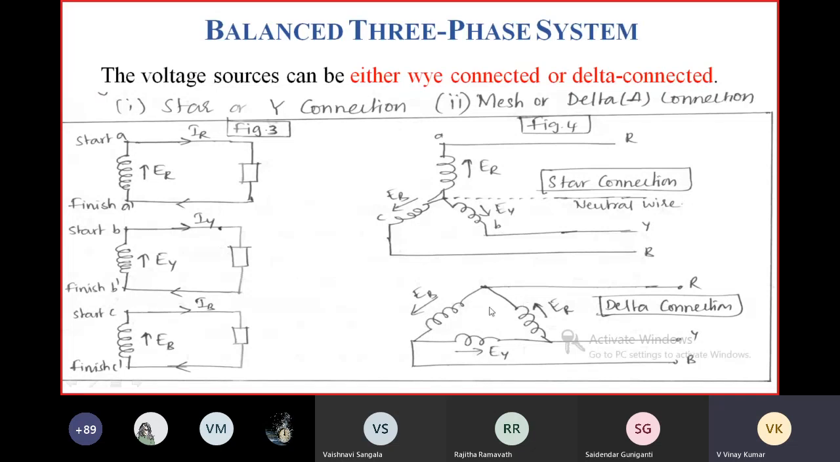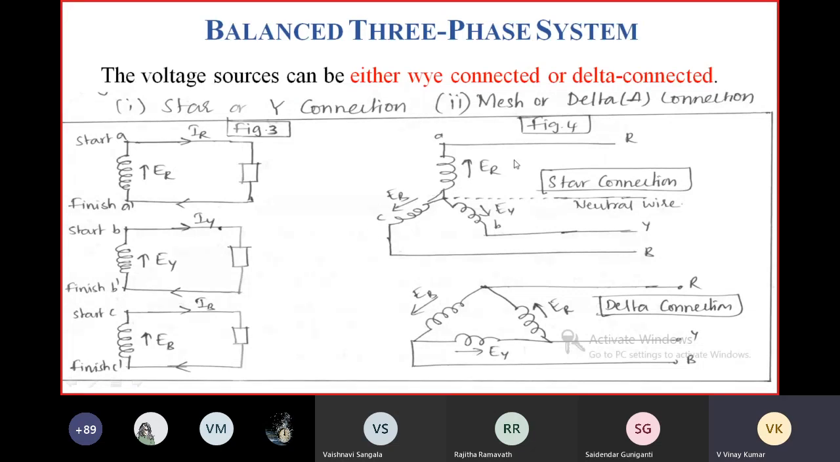This is the star connection, whereas this is the delta connection. Here, this is phase A, phase 1. Phase 1 has two ends, start and finish, and this also has start and finish, and this also has start and finish. The 3 coils each have 2 ends: A dash, B dash, C dash.